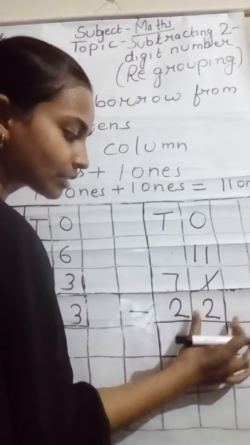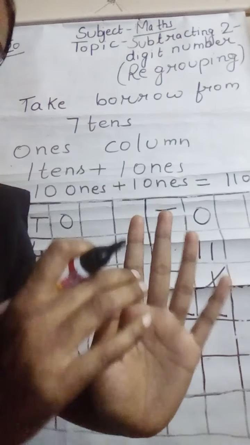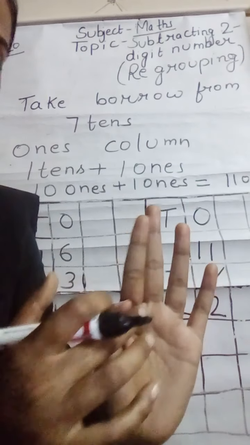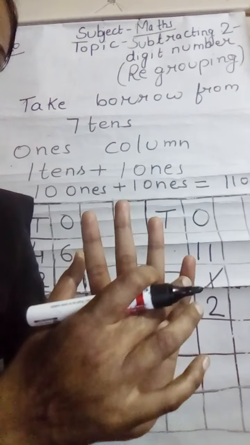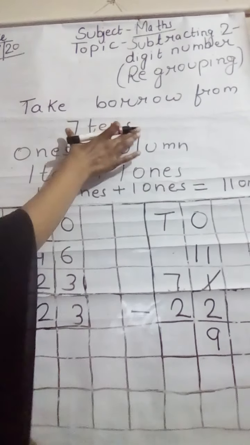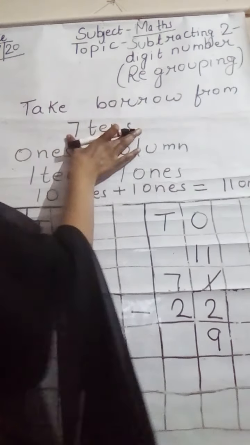So 11 minus 2. 11: 1, 2, 3, 4, 5, 6, 7, 8, 9, 10, 11. Minus 2. So we have to take away 1 and 2. So how many lines are left? 1, 2, 3, 4, 5, 6, 7, 8, 9. So 9. And now if we take 7/10 from 1/10, then how many tens are left?